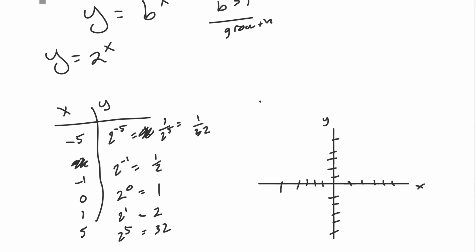So let's plot this thing. -5 is 1 over 32. So here's -5. 1 over 32 is basically 0, so that's a little bit above the x-axis. -1 goes to 1/2, so -1 is right here. 0 gets you 1, the y-intercept. 1 gets you 2. And then 5 gets you 32, so 5 is all the way up here. Let's draw it. So something to that effect.